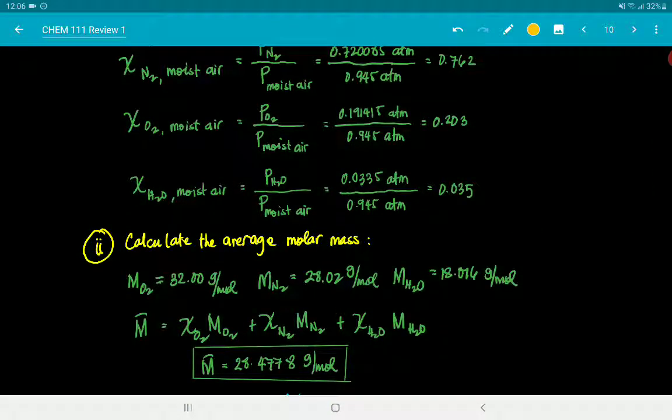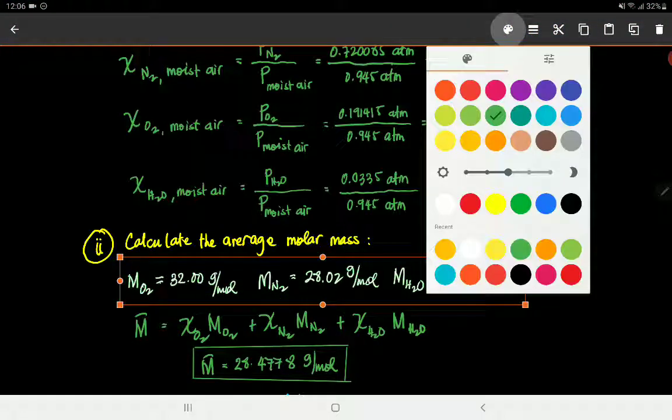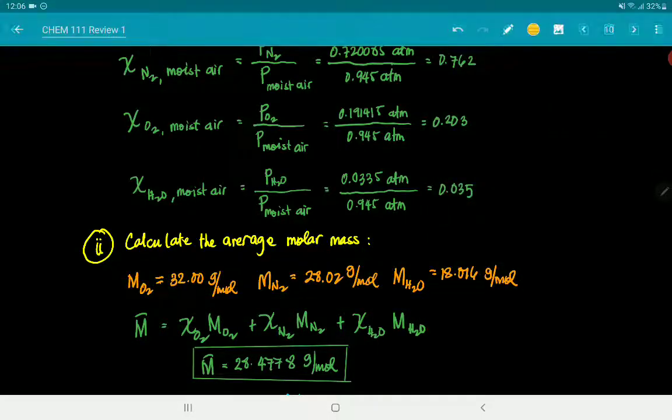So the next step is to calculate the average molar mass. Okay, so makikita natin dito. Okay, so I'll just change the color of this para makita natin yung ating mga molar masses. So for O2, that's 32 grams per mole. The N2 is 28.02 grams per mole, while for H2O, that's 18.016 grams per mole.